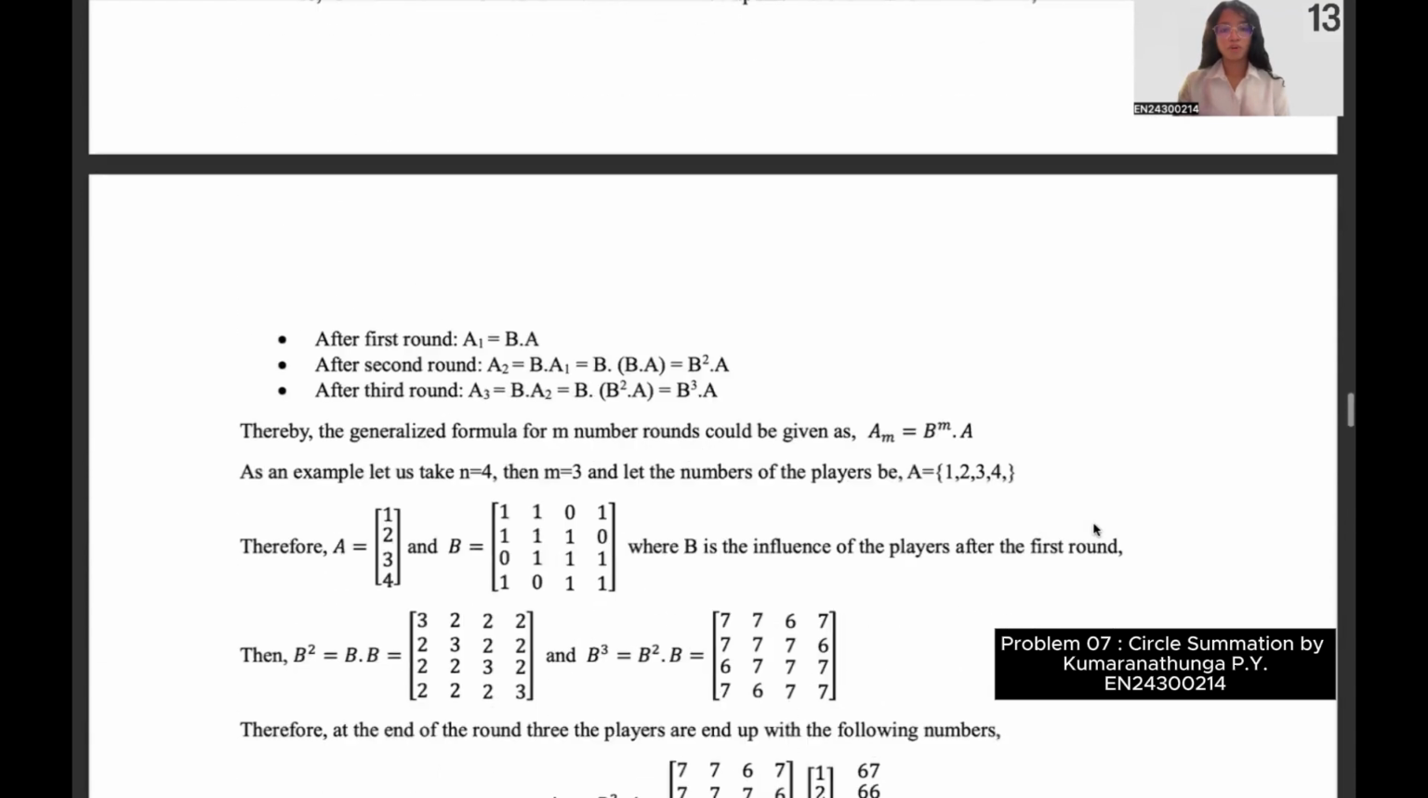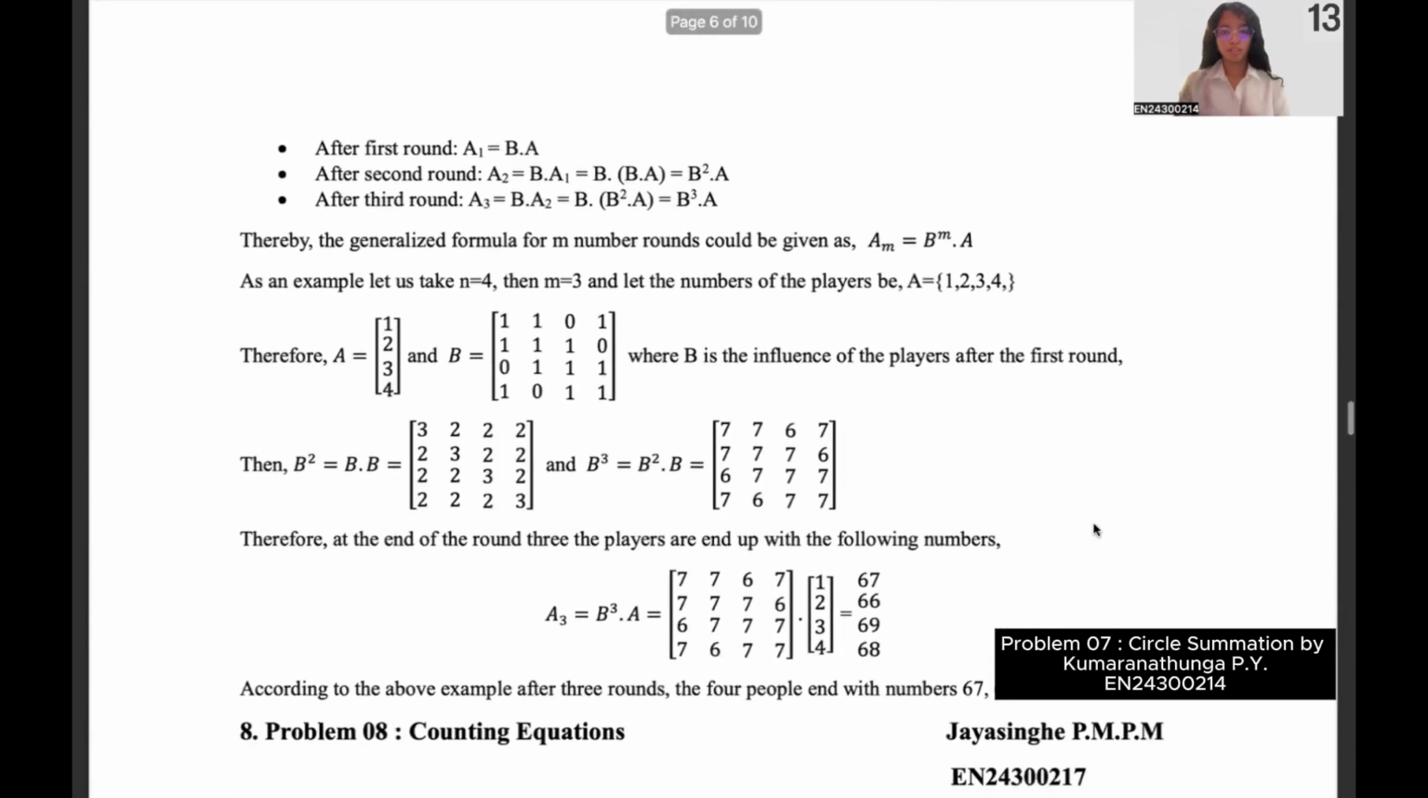So, a generalized formula can be obtained using matrix exponentiation, where the transformations are represented as a matrix that multiplies with the array. After calculating the final numbers for all n starting children, take modulo 10 to the power 9 plus 7 to handle large values.